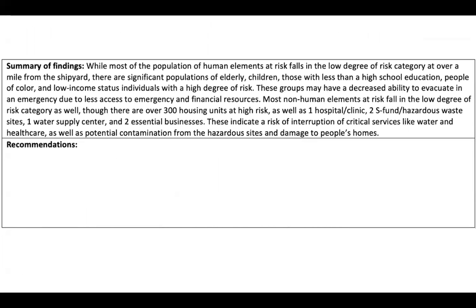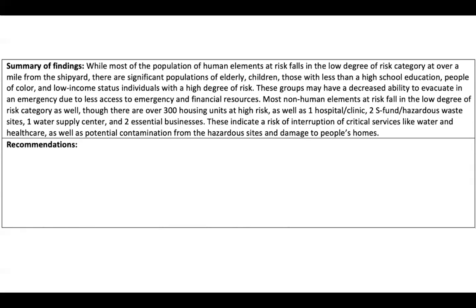To summarize our findings from this form, all I've done is recap the most notable trends in our degree of risk columns and how this relates to the elements of risk that we are concerned about. Here we have, while most of the population of human elements at risk falls in the low degree of risk category at over a mile from the shipyard, there are significant populations of elderly, children, those with less than a high school education, people of color, and low income status individuals with a high degree of risk.